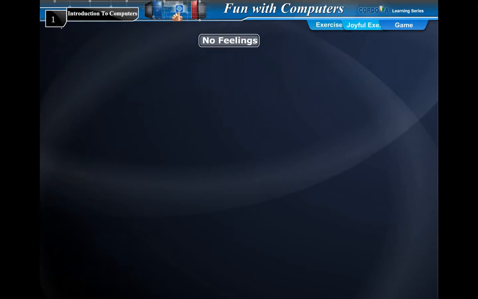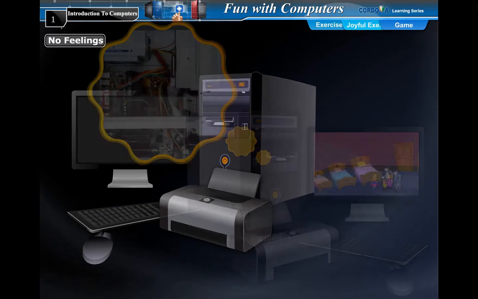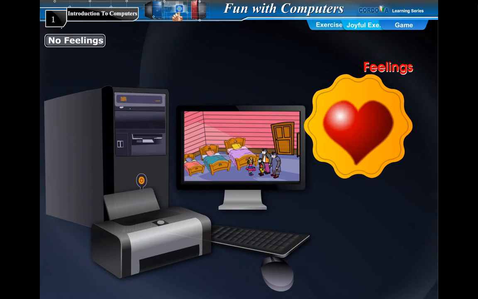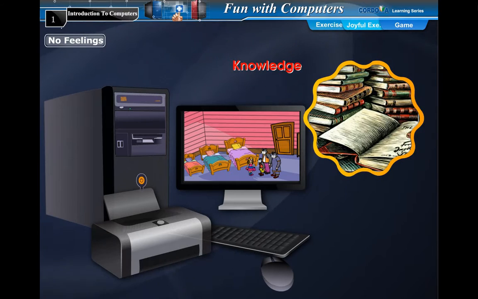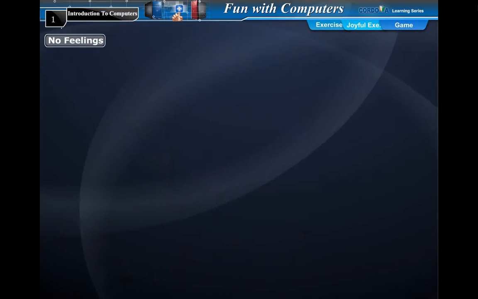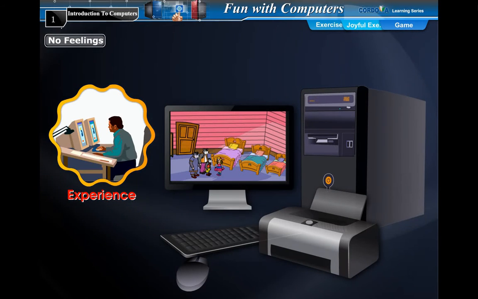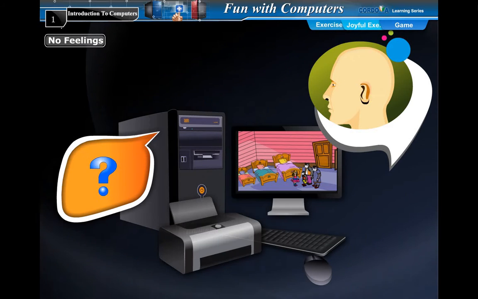No feelings. A computer does not have feelings or emotions. Based on our feelings, taste, knowledge, and experience, we often make decisions in our day-to-day life, but a computer cannot make judgments and decisions by itself.